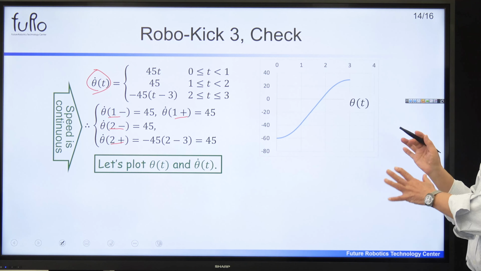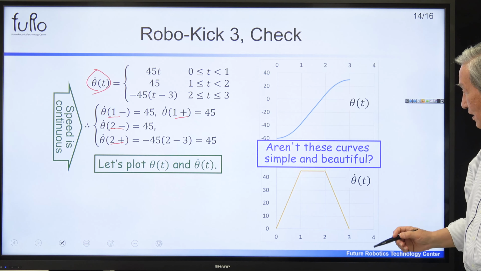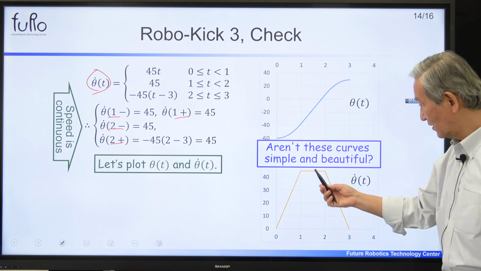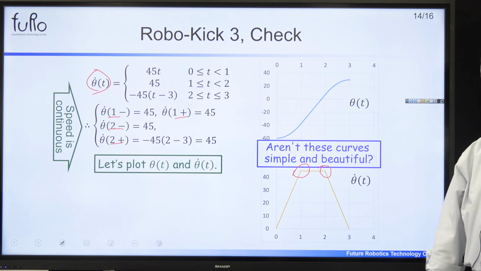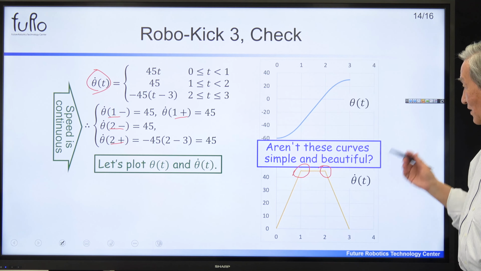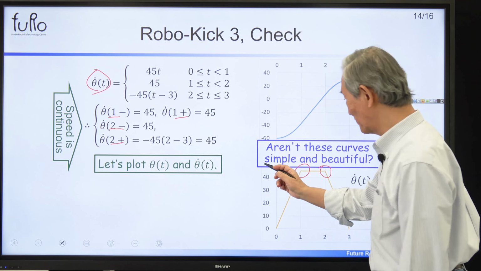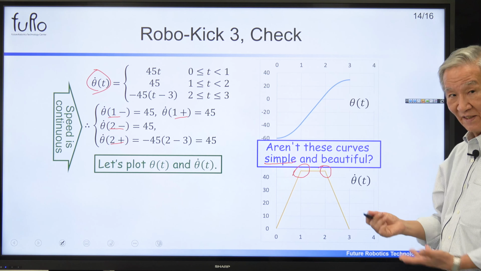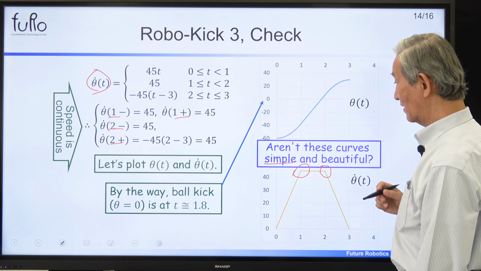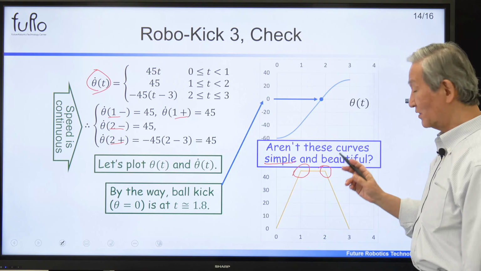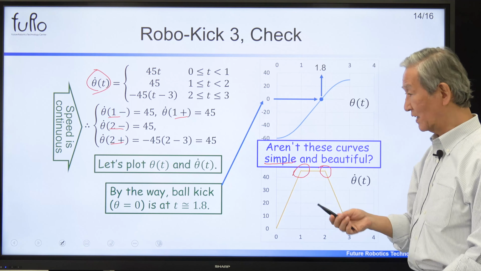Actually, if you plot it, you can tell. This is theta, this is theta dot. So theta dot is continuous here and continuous here. Okay. And these curves are simple and beautiful. Simple. Why is this simple? In the next slide, I'm going to talk about why this one is simple, etc.